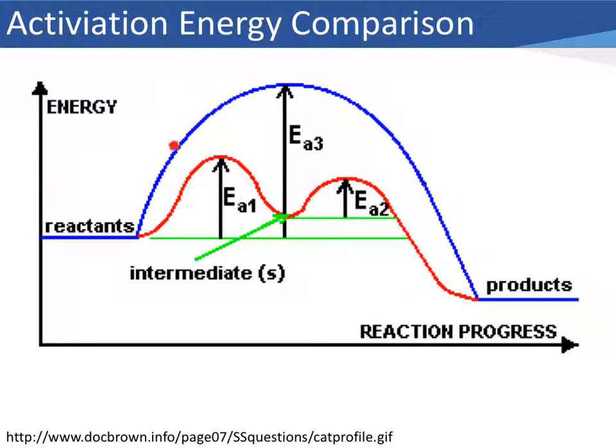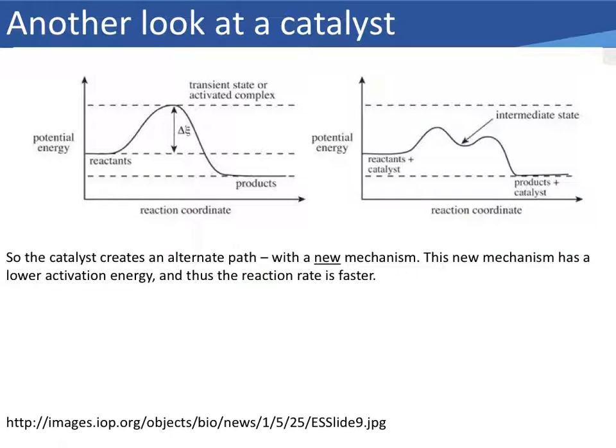If we look at the overall simplified version, maybe there's a two-step mechanism and the catalyst lowers the activation energy barrier for the two steps, lower than the overall activation energy barrier. And so we have a faster reaction rate. Here's another example. The catalyst creates an alternate path with a new mechanism. The new mechanism has a lower activation energy and thus a faster reaction. And so maybe this is a transition state or transient state with an activated complex here. Maybe here I have an intermediate, but the overall activation energy is smaller.